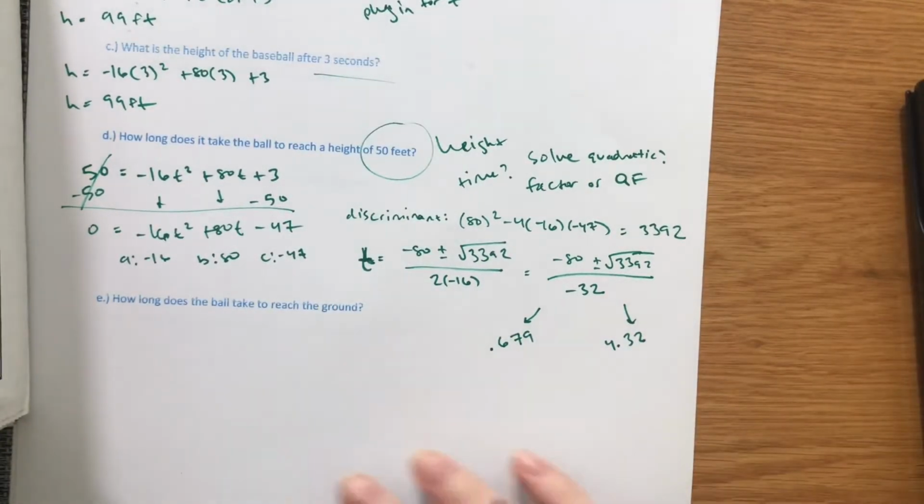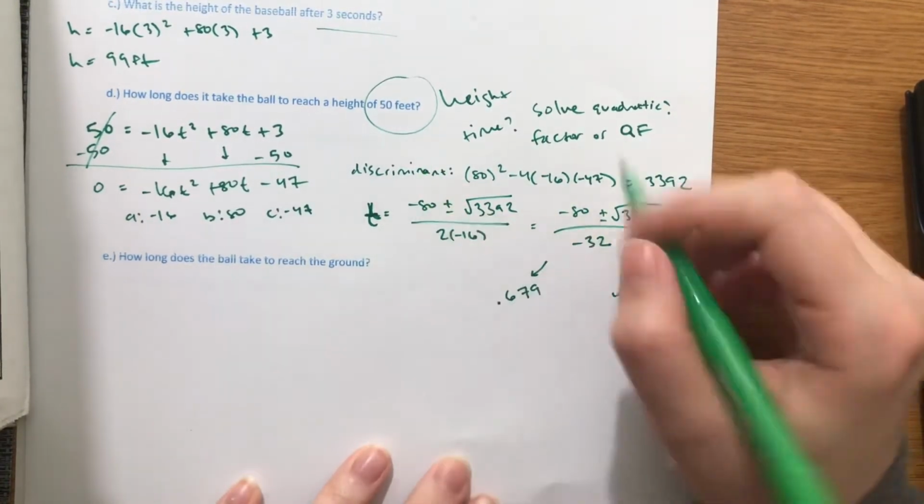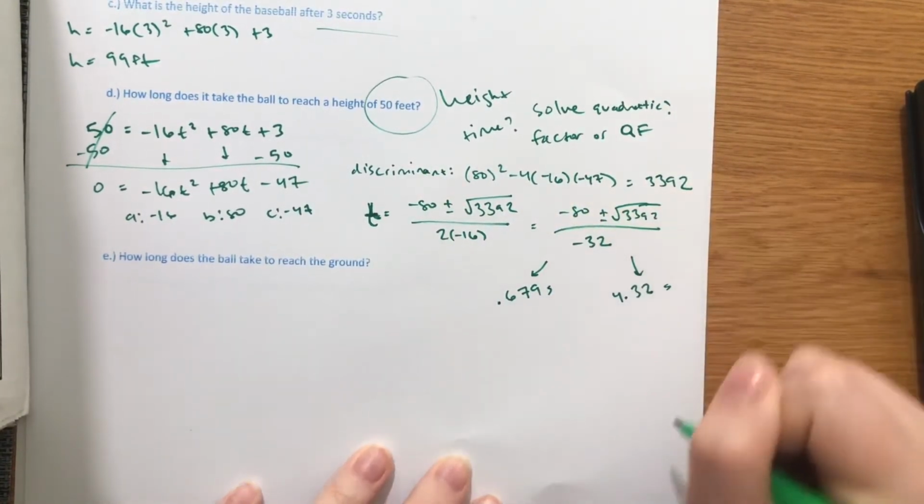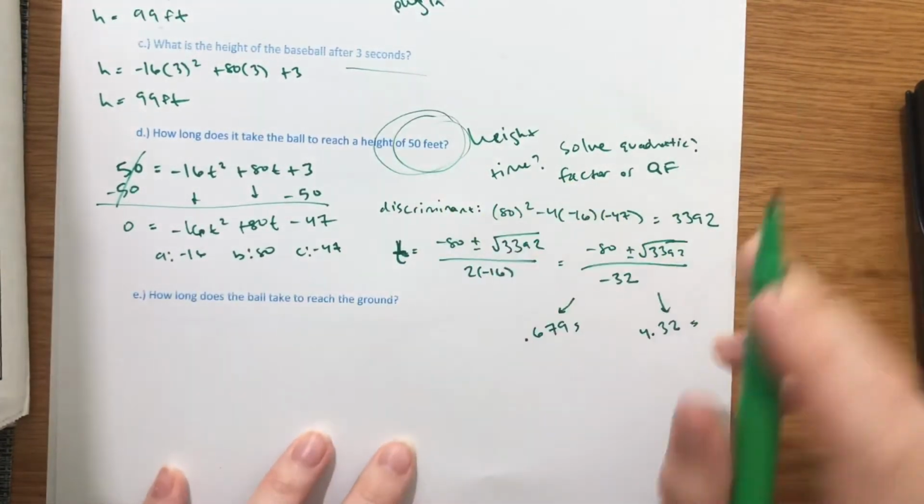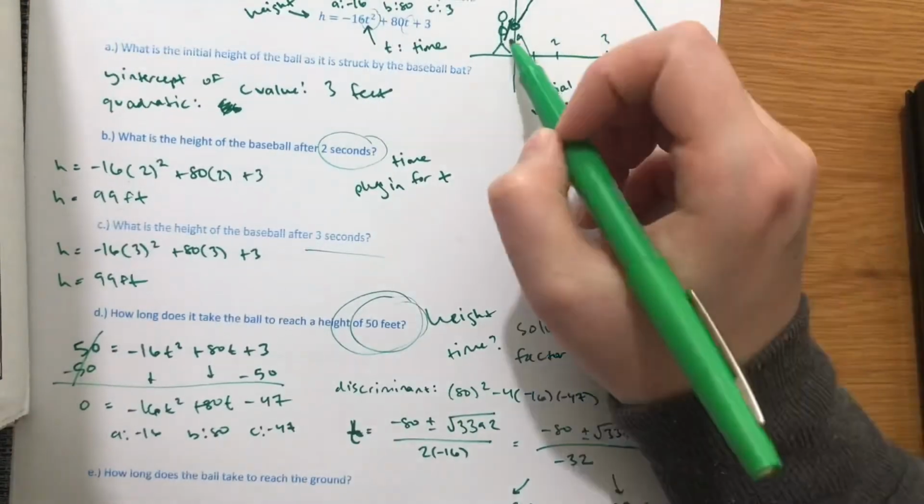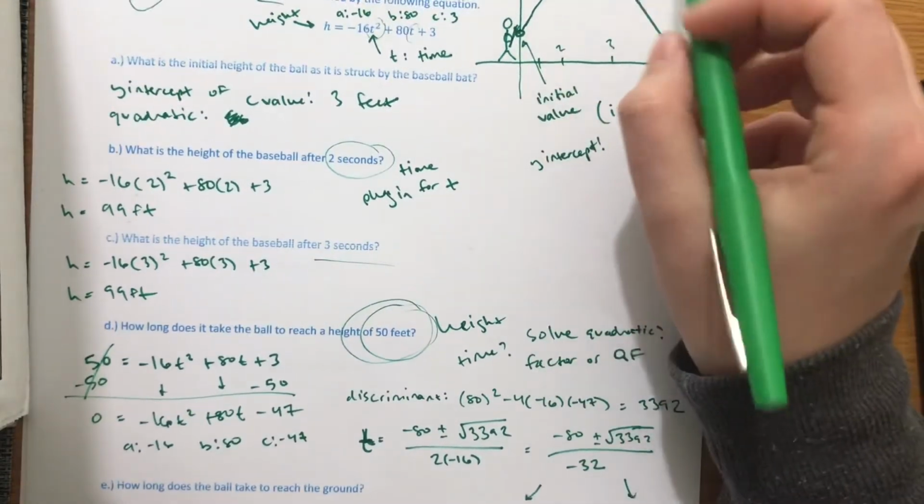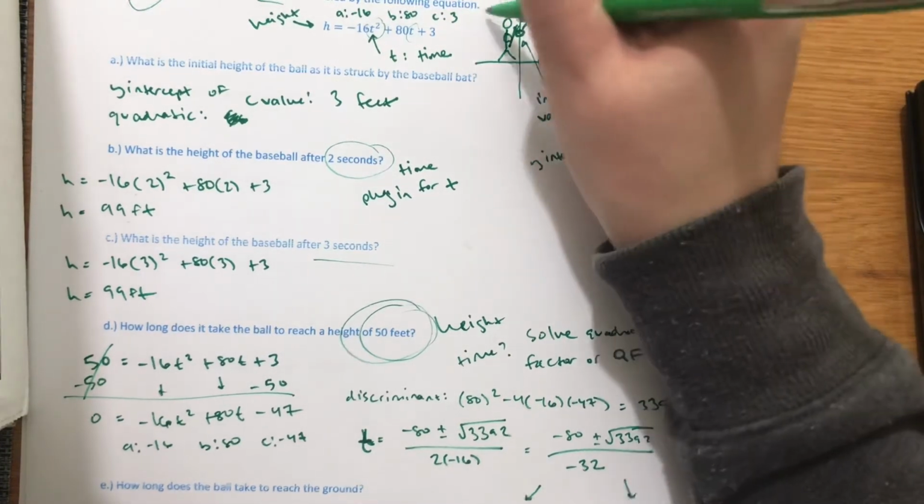So the next thing I want to talk about is let's interpret. There are two answers here, and our time is in seconds. Why are there 2 times where it reaches 50 feet? There are 2 times when the ball is at 50 feet. Well, I told you the first one would be less than 2 seconds, right? One of them would be less than 2 seconds. So at about 0.7 seconds, about here, this is where the ball is at 50 feet.